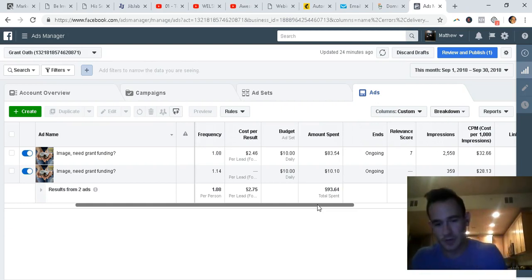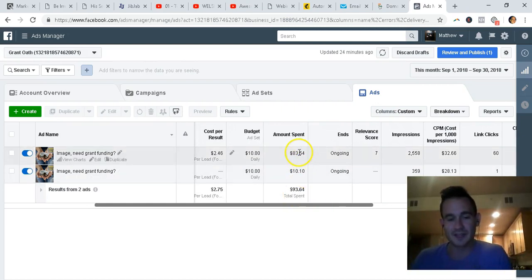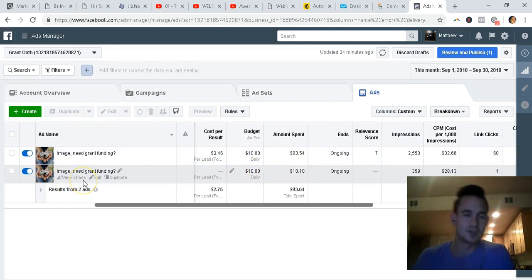So as we move along, you can see we haven't even spent $100 yet, and we've only spent $83 on the successful campaign. I stopped this other one. You can see why I stopped it in the last video. It was not performing well at all, which is why you really need to pay attention. So two things: pay attention to your ads as they're running, and also split testing, which I talked about in the last video. So check that one out to get the details on that.